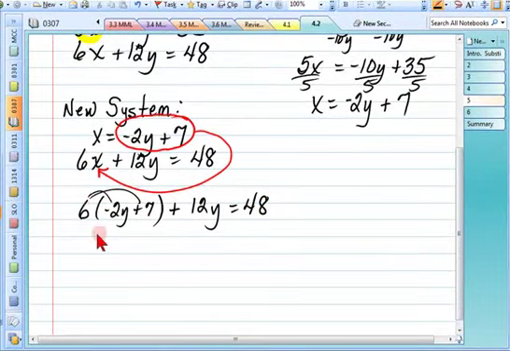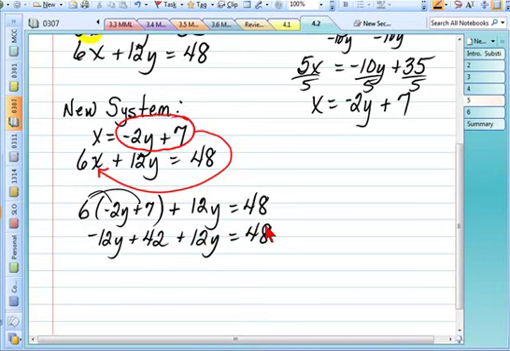Use distributive property. That's negative 12y plus 42 plus 12y is 48. Let me pause. Is everybody okay with the substitution and the first step towards simplifying? What happens when you combine like terms? Do the negative 12y and the positive 12y cancel? Okay, and so all I have left is 42 is equal to 48.